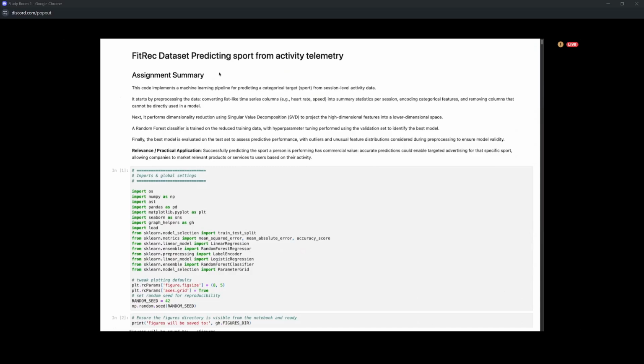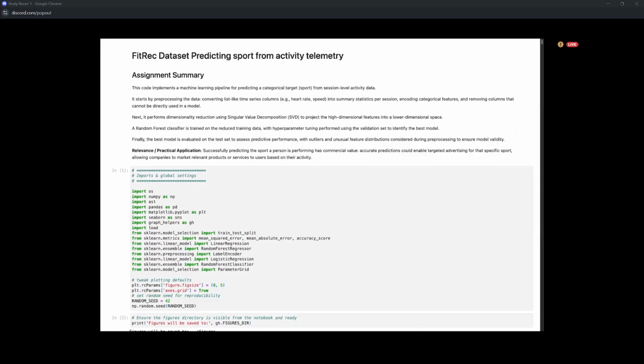Hi, we are doing our assignment number 2 on the FitRec dataset that we collected from our class website, and we're titling our assignment number 2 as FitRec dataset: predicting from activity telemetry. Our summary of the assignment is that we're going to be creating machine learning pipelines to predict a categorical target, like a sport, from session level activity data.